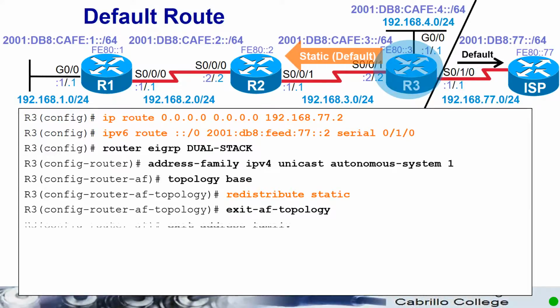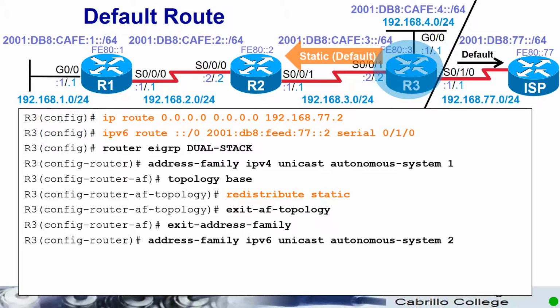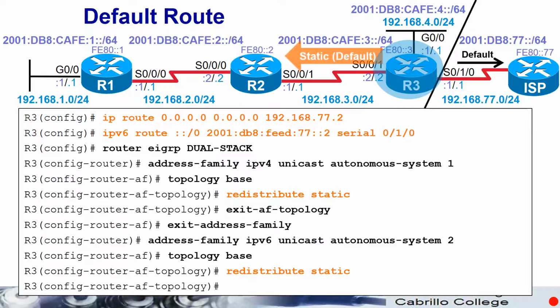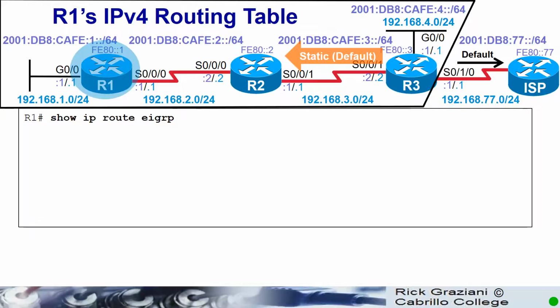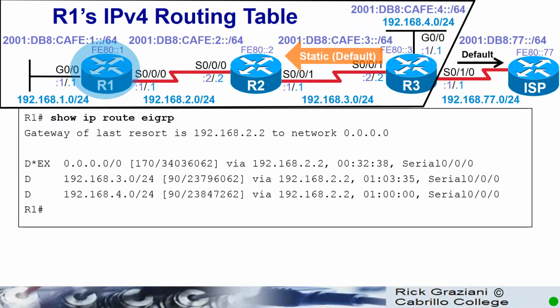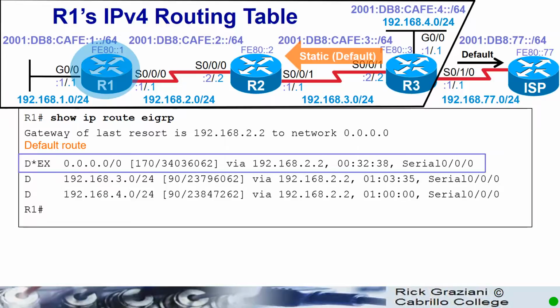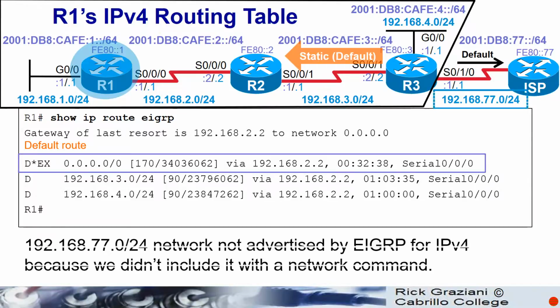We're going to exit the address family topology, exit the address family, then move on to the appropriate address family for IPv6. We're going to go to its topology base, and again, we're going to redistribute the static route into this autonomous system number, because these are going back to those autonomous system numbers. If you want to verify, you can do a show ip route or a show ipv6 route, and you should be able to find the appropriate default routes.